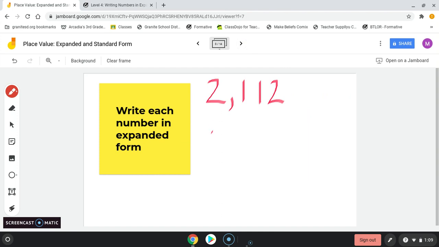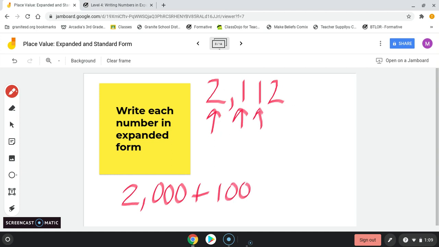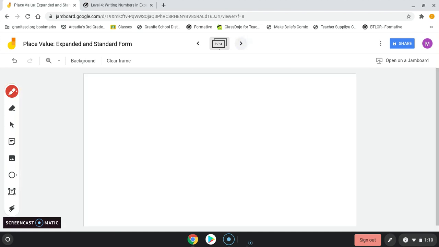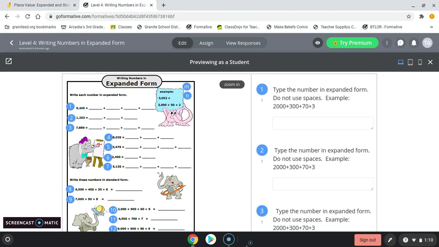Okay, so again, just start in your thousands. So you have 2,000 plus your number in the hundreds column. You only have one, so it's 100. Plus the number in your tens. You have 1 ten, so it's 10. And then you have 2 ones, so just plus 2. All right, so that's questions 1 through 7. If you want, you might want to go do those 7 and then come back to this video because I'm going to do the second part of the assignment in the video now.